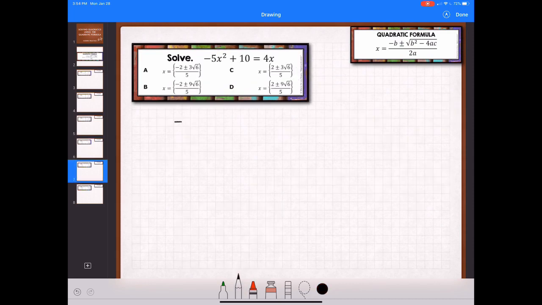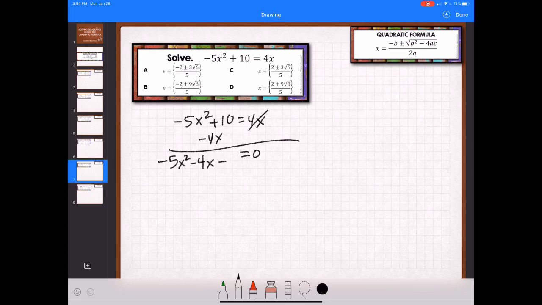Okay, negative 5x squared plus 10 equals 4x. Again, you need to set it equal to 0, so I'm going to subtract the 4x. That's my b term, so it's the middle one. So negative 5x squared minus 4x plus 10. You want to make sure it's in the right order before you identify your a, b, c. A is negative 5, b is negative 4, and c equals 10.